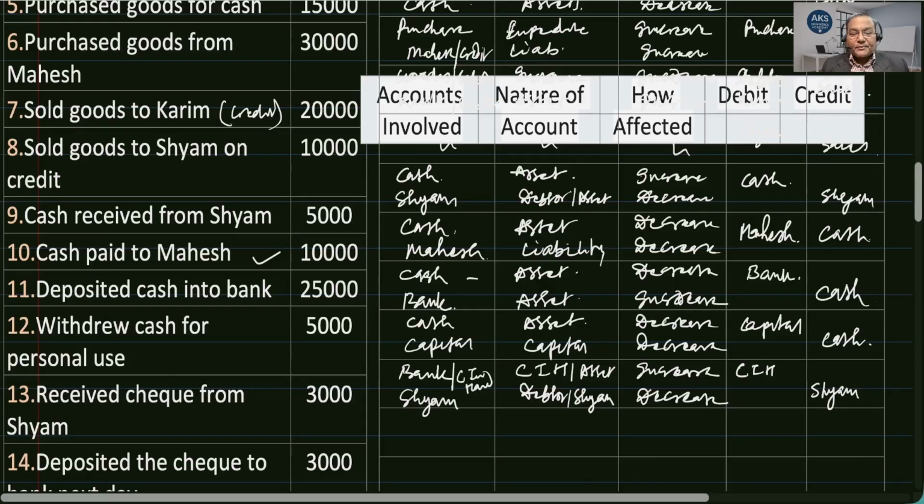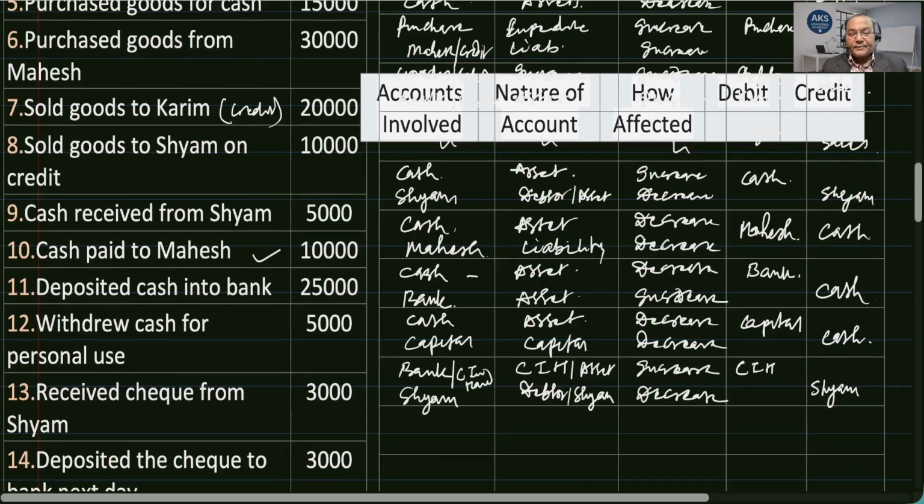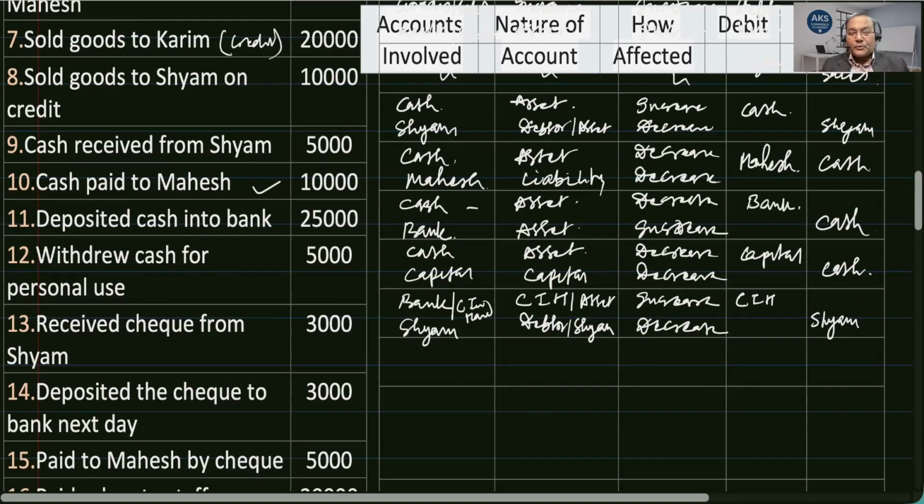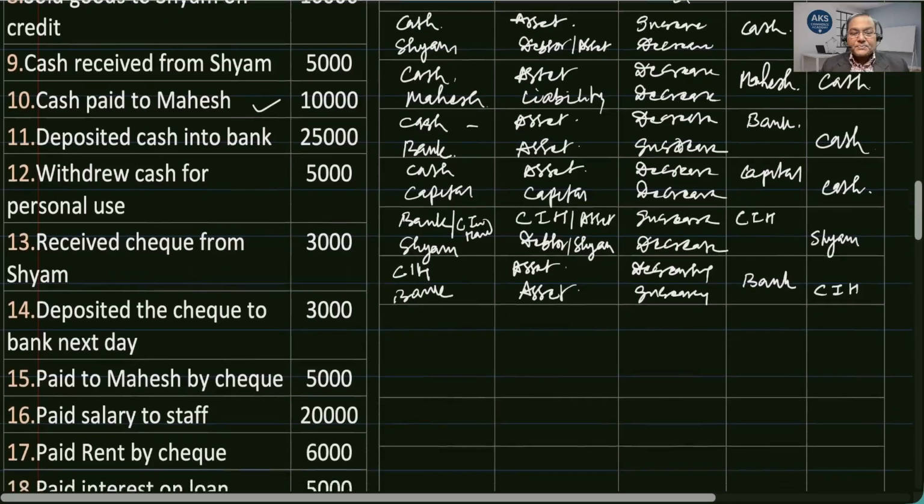Now the same check was deposited into the bank the next day. What are the two accounts affected? One is check in hand and the second one is bank. Nature of account: check in hand is an asset and bank is also an asset. How are they affected? Check in hand is decreasing and bank is increasing. We need to decrease check in hand, so being an asset, we need to credit it. So check in hand is credited, and bank, which is to be increased, is debited.